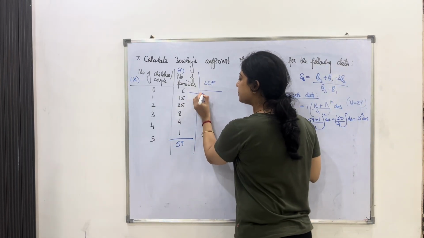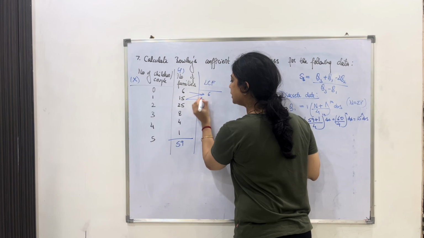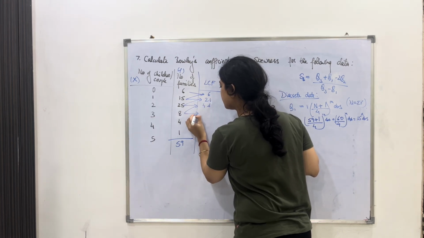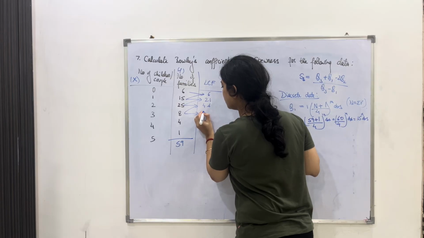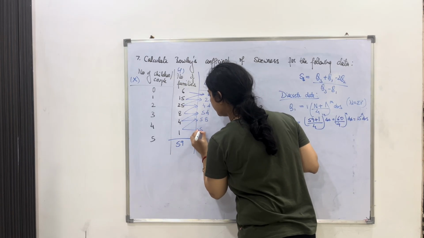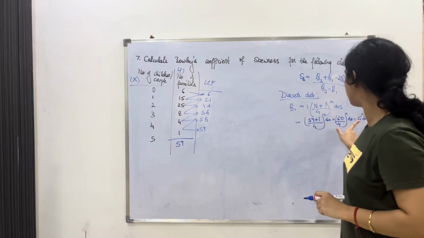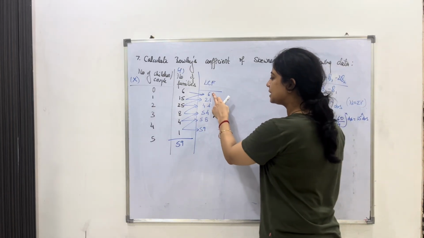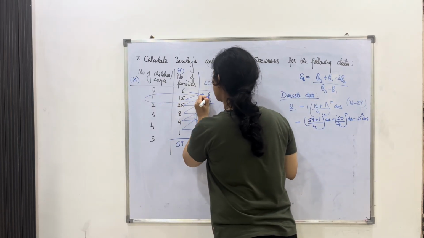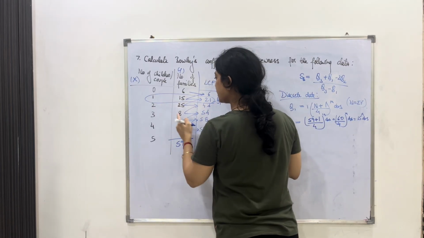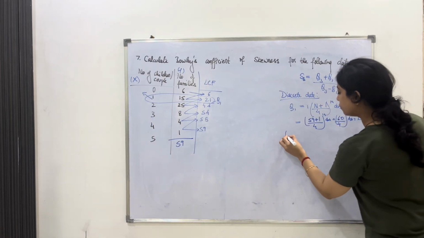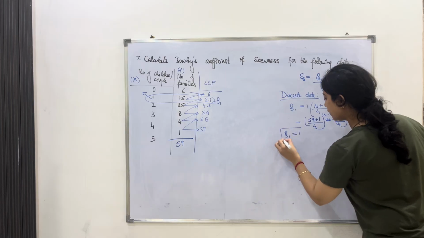So first value will remain the same, 6. Next you need to keep on adding: 21, 46, 54, 58 plus 1, 59. So now where does this 15th observation lie? Between 6 and 21, but the highest is 21. So we will be considering this entire one as the Q1 class. And the value of Q1 is 1. So here the value of Q1 is 1.